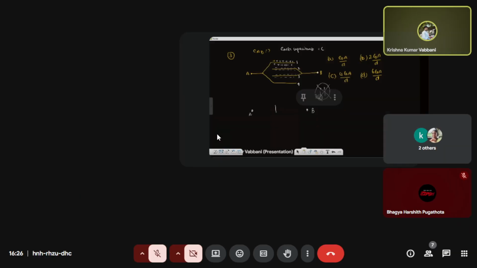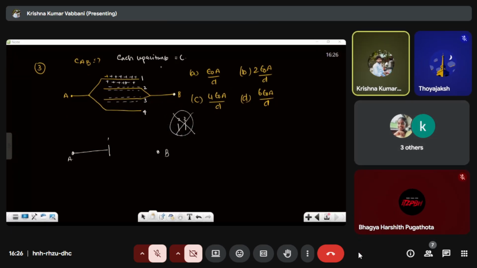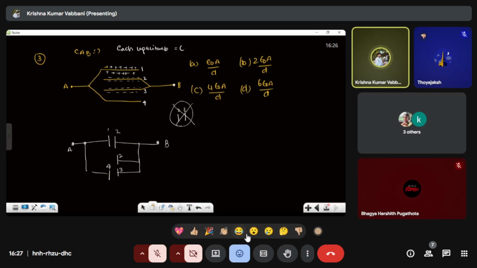So plate 1 is connected to A. Okay, and plate 2, which is parallel to plate 1, is connected to B. Next, plate 2 is connected to B, but plate 3 is not parallel to plate 2. It is also connected like this to B. Now, plate 3 is parallel to plate 4, but plate 4 is connected to terminal A, potential A, this one. So there is no capacitor formed due to 2 and 3. That's why there are only two capacitors.